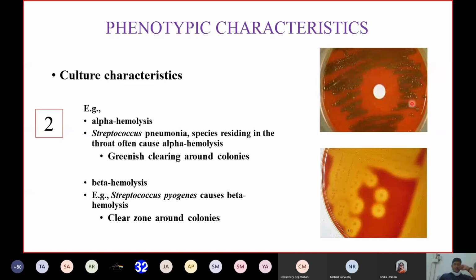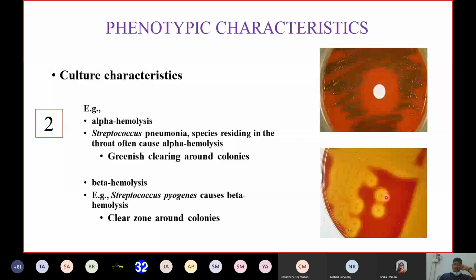On the picture you can see complete hemolysis. You can see colonies. The picture is not clear, that's why we cannot say whether it is moist or how it is, but you can see colonies around it. It is a halo, a complete halo, and you can see the red colored media. It is the blood agar. It is also blood agar. This is also blood agar, and the change you are observing here is beta hemolysis.